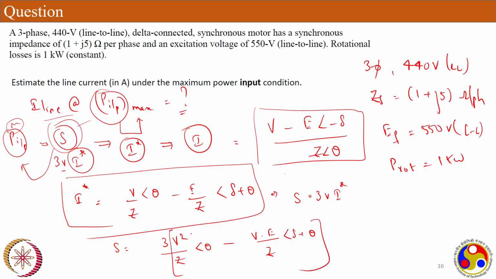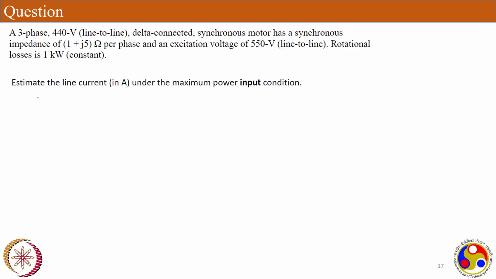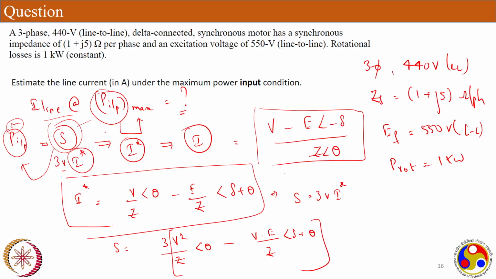Now from this, what will be the real power? It is 3 V squared by Z cos theta minus V E by Z cos of delta plus theta. Okay, fine. So now I calculated the input power. This is the input power. Now this should be the maximum, so I have to maximize this particular input power.